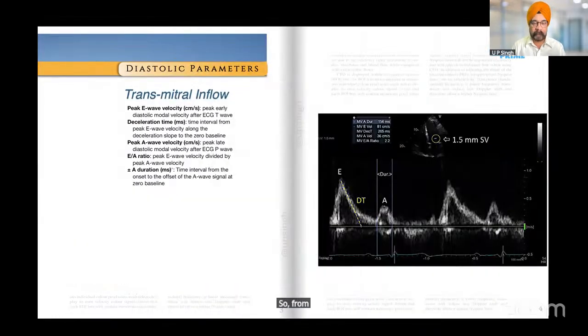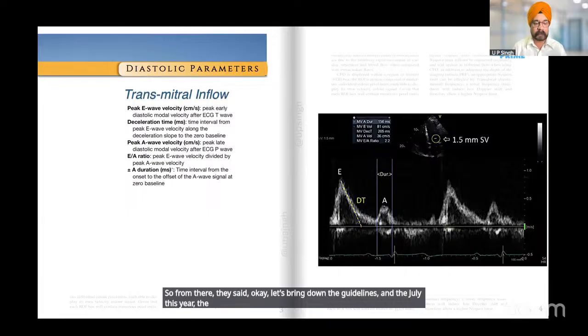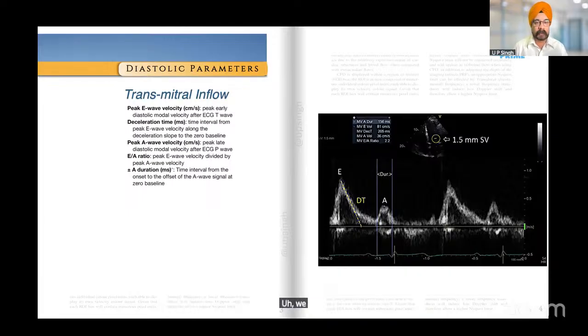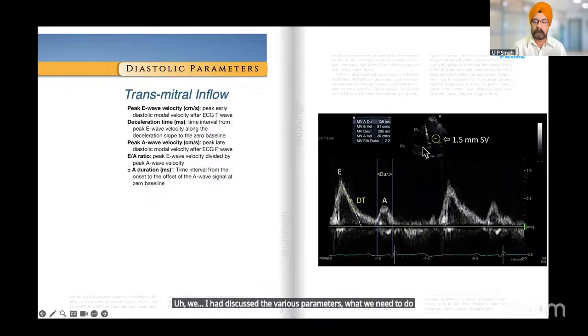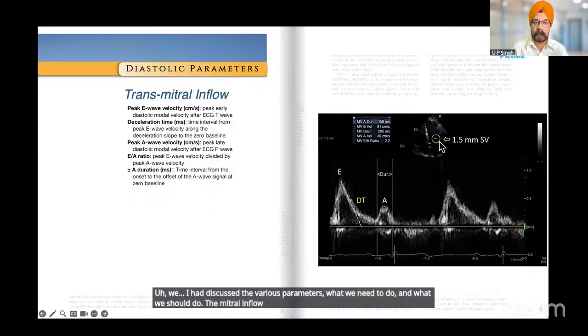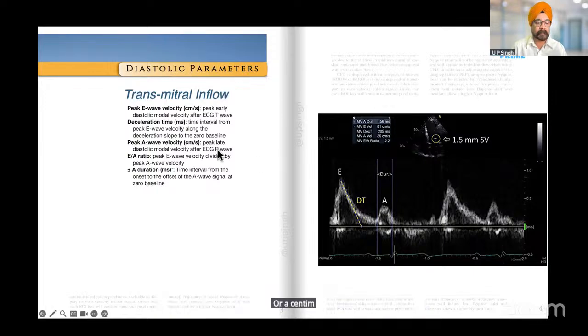So from there, they said, okay, let's bring down the guidelines. And in July this year, the guidelines were published. We discussed the various parameters, what we need to do and what we should do. The mitral inflow should be taken at the tips of the mitral valve with the sample volume of about a centimeter or a centimeter and a half. It should not be less or more than this.